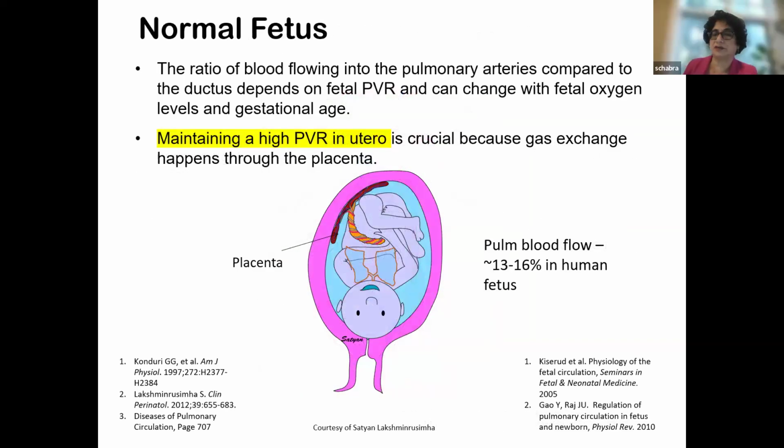In the normal fetus, the regulation of pulmonary vascular tone in utero is critical, and low oxygen tension and various mediators maintain the elevated fetal pulmonary vascular resistance. Vasoconstriction in response to this low oxygen tension contributes to high PVR, or pulmonary vascular resistance, as the fetus goes to term gestation. And this fetus is accustomed to reduced pulmonary blood flow in the placenta. As you can see, only 13 to 16% of blood flows into the pulmonary vessels during fetal life.